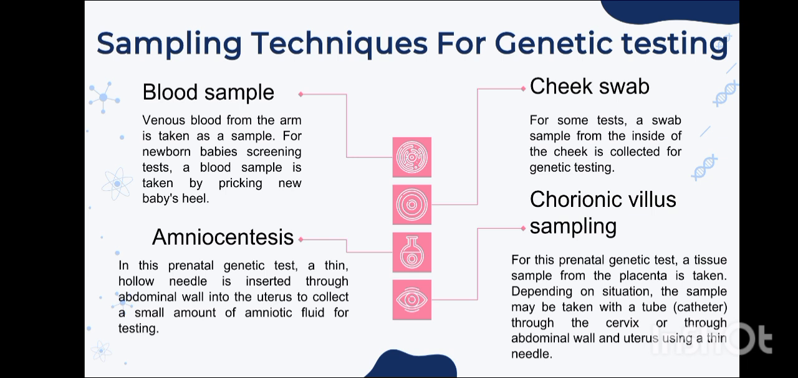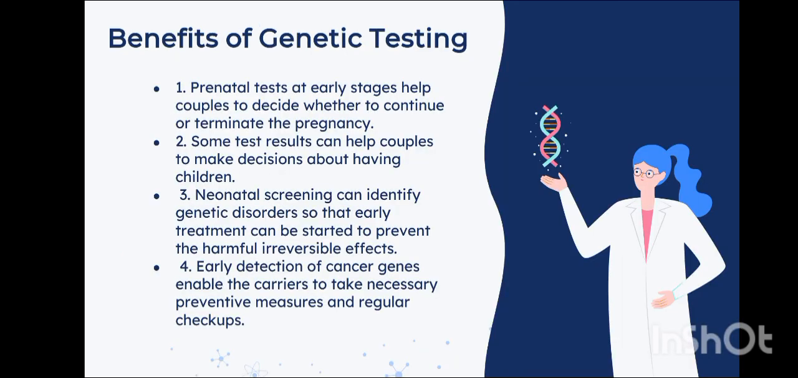It also depends on the situation. A sample can be taken with a tube through the cervix, or through the abdominal wall and uterus using a thin needle. So in this, we take a tissue sample of the chorionic villus, either from the cervix or through the abdominal wall and uterus using a thin needle. So let's see the benefits of genetic testing.